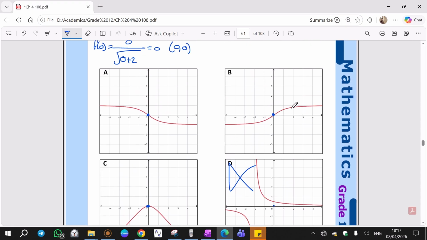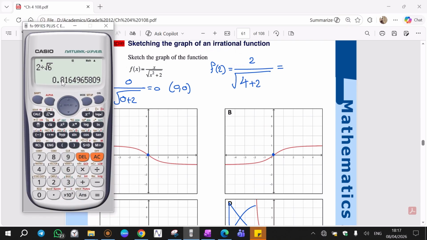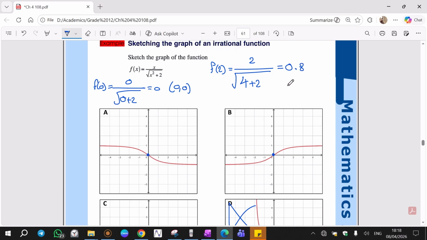Now, I'm going to put 2 in place of x and see the result. F of 2 equal to 2 divided by square root of 2 squared is 4 plus 2. Let's find the result. The answer is 0.81. Yeah, 2 divided by radical 6 is 0.81. Let's simply say 0.8. Make the calculation point. X is 2, y is 0.8. The point 2, 0.8 is here. See this point, it's below 1, so it is 0.8. B is the right answer.